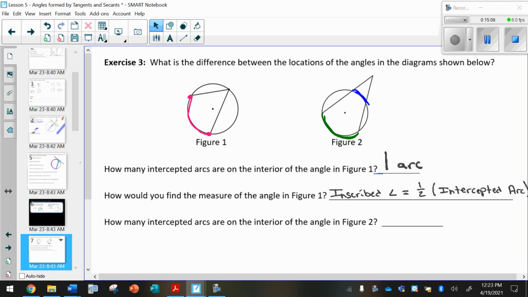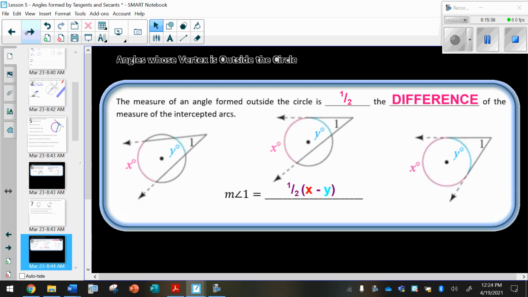Now, the inscribed angle is half of the intercepted arc because there's only one arc to worry about. But because there are two arcs where our secants intersect the circle, a bigger one and a smaller one, we need a different rule to figure out the measure of the exterior angle. The inscribed angle is half the arc. That's simple. But this exterior angle, a little bit different rule. The exterior angle is half of the difference between the two intercepted arcs.